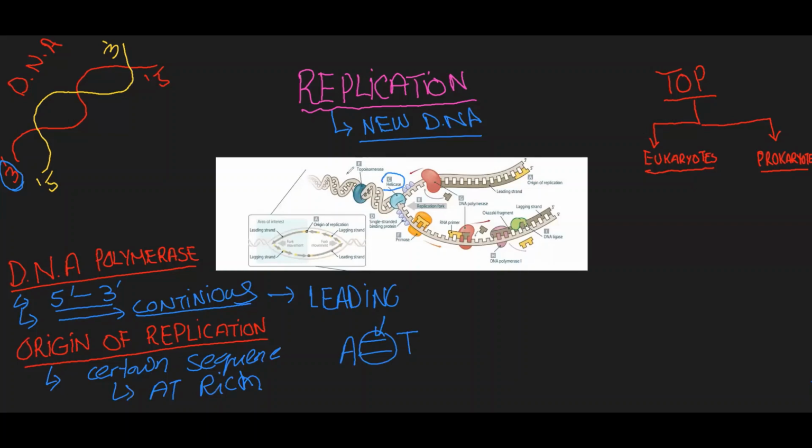topoisomerase. Topoisomerase is basically a class of enzyme which prevents supercoiling in the DNA when the DNA is unwound by the helicase enzyme. Helicase is an enzyme which opens the DNA for DNA replication by breaking these hydrogen bonds. So topoisomerase is a class of enzyme that prevents the supercoiling of the DNA.